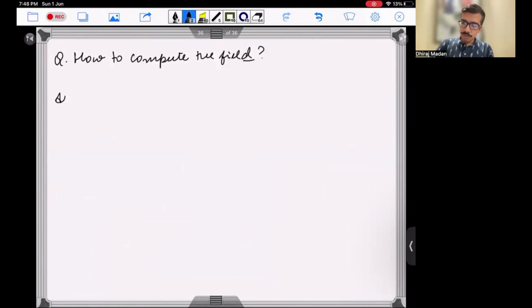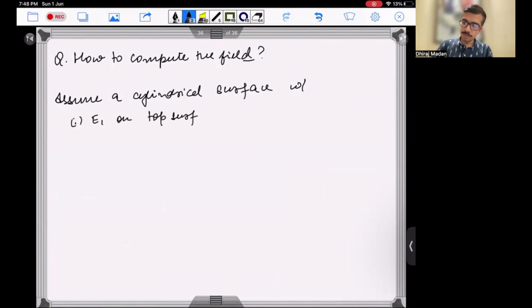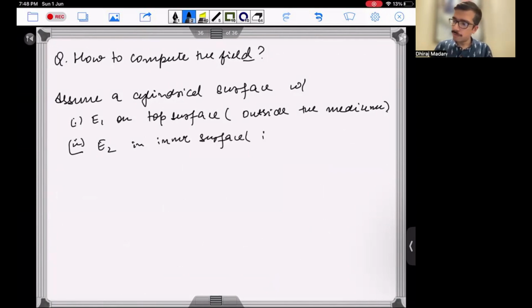So basically, assume a cylindrical surface with electric field E1 on the top surface, which is outside the medium, and electric field E2 on the inner surface, which lies inside the conducting medium.